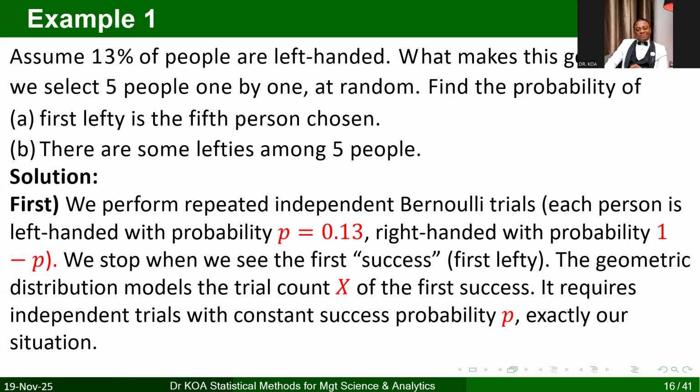If we select 5 people one by one at random, find the probability that the first lefty is the 5th person chosen. That there are some lefties among the 5.